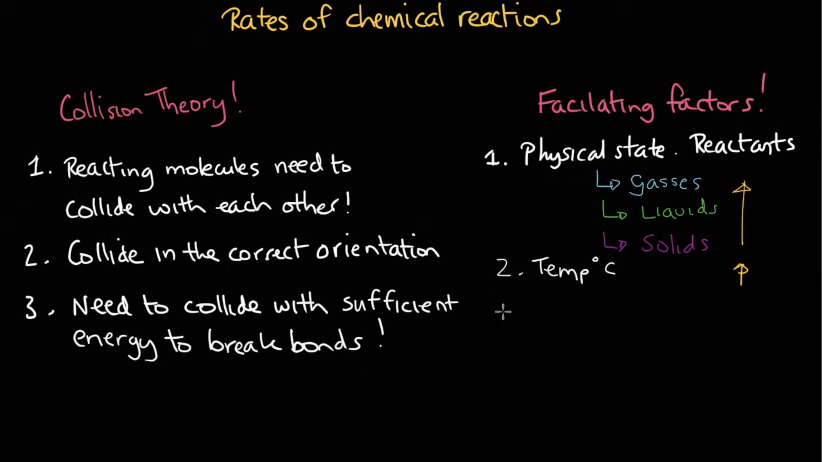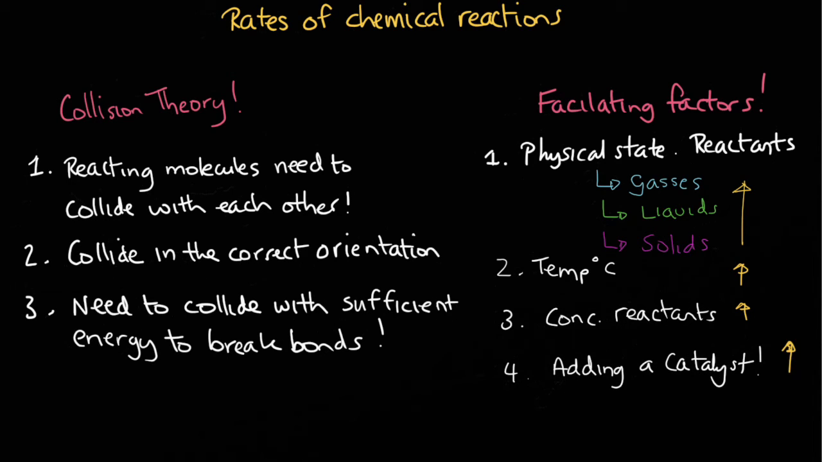Number three, the concentration of reactants. So if we increase the concentration of reactants, there's more reactants, which increases the probability that these reacting molecules will collide with each other. And if we increase the rate of collision, we increase the probability that some of these molecules will break bonds, which in turn will lead to a chemical reaction. Finally, add in a catalyst.